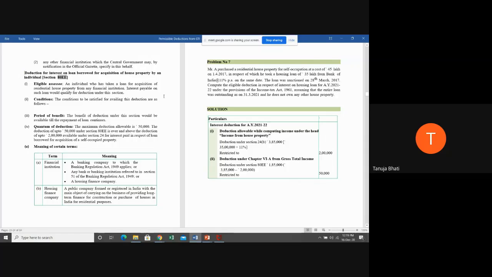So students, have you understood section 80E? 80E is for interest that an assessee is paying on a loan taken for higher education; he will get a deduction. And 80EE is for interest on the loan he is paying for acquiring the house property. He is going to get it over and above the exemption that he is getting under the head income from house property. So are sections 80E and 80EE clear, students?